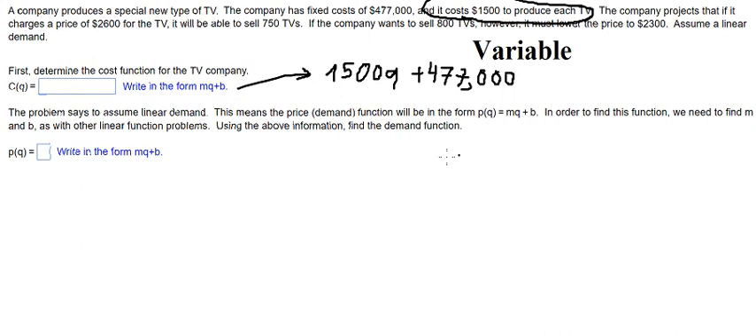Question number 2, they want to find the demand function. So the statement provides the demand function in the next one. The company projects that if it charges a price of 2,600 US dollars for the TV, it will be able to sell 750 TVs. Now, if they want to sell 800 TVs, they use about 2,300. So we need to draw the diagram in here.